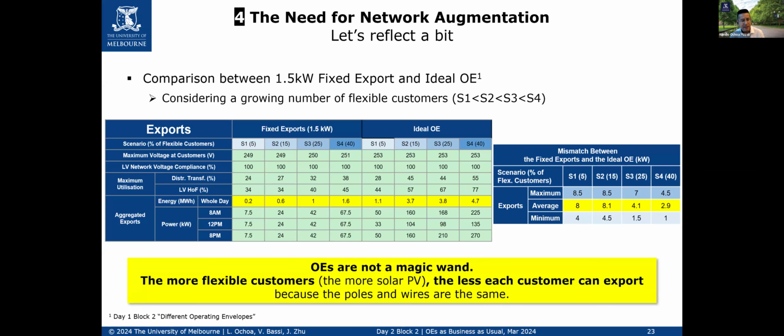Now, the thing I really want to highlight here, as much as we've been discussing many aspects, is that operating envelopes are not a magic one. It's not that they are going to solve all the problems. The more flexible customers, the more solar PV, the less each customer can export. There's no other way around it, because the poles and wires are the same.